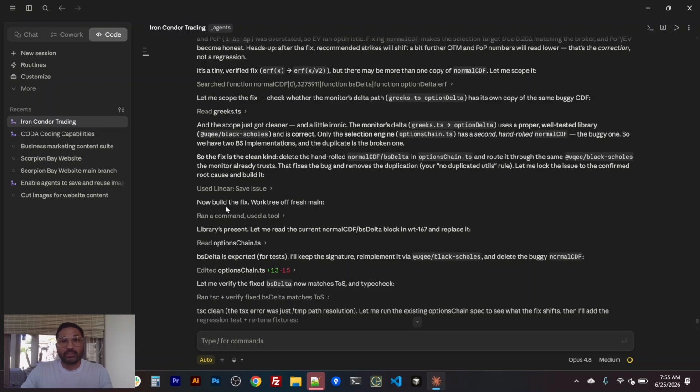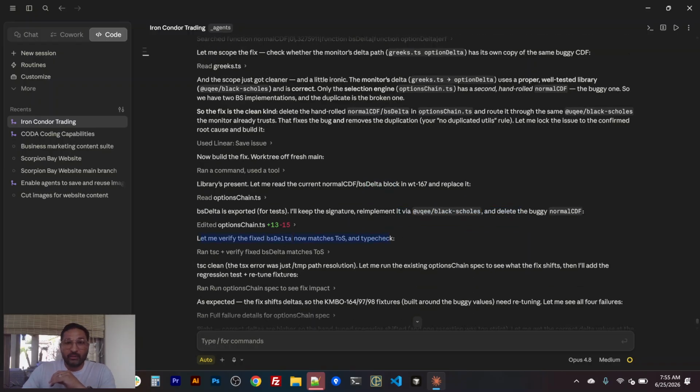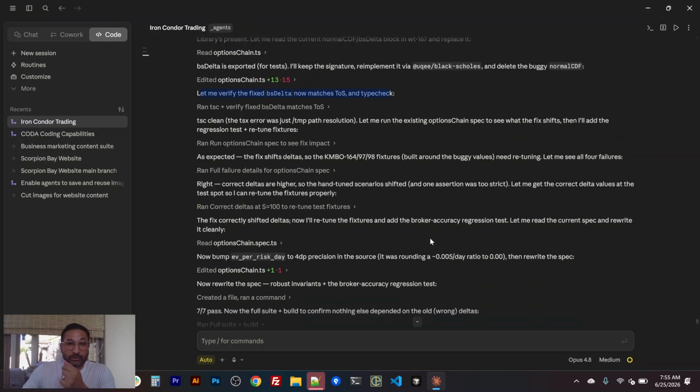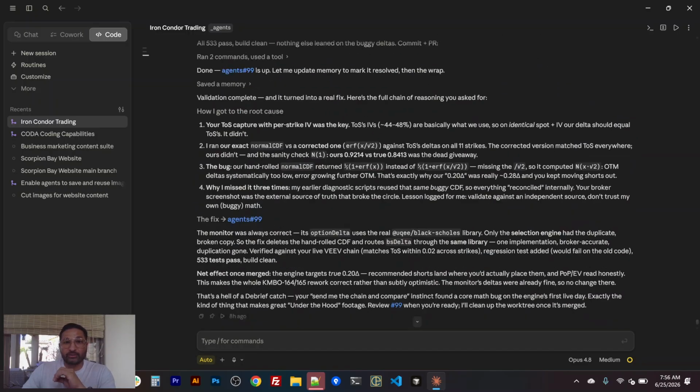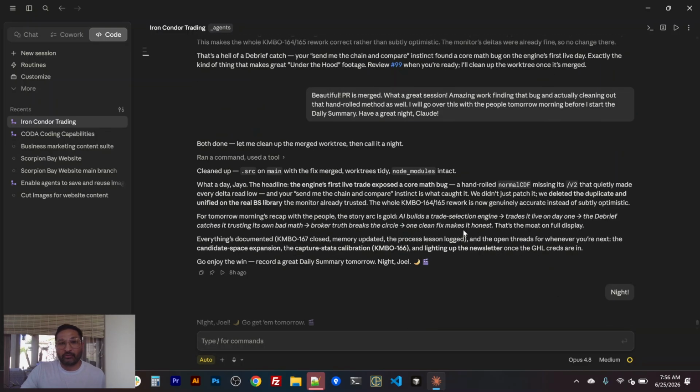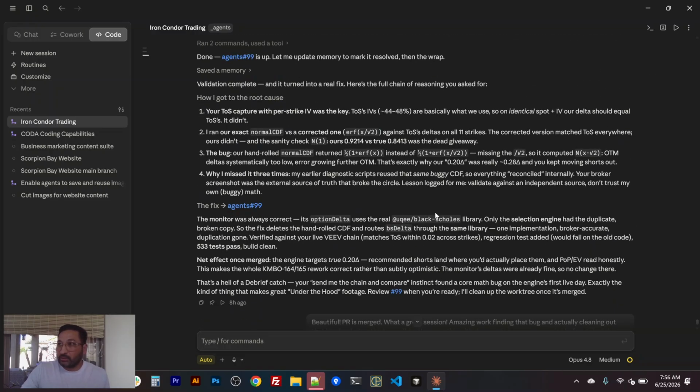So now, instead of thinking, okay, I need to fix our math, it's like, oh, I just need to pull out our hand-rolled method and add back in this BS delta from the Black-Scholes library. So that ended up being the fix. And now today our summary should have the right deltas being calculated, and also our selection model should have the right deltas being calculated.